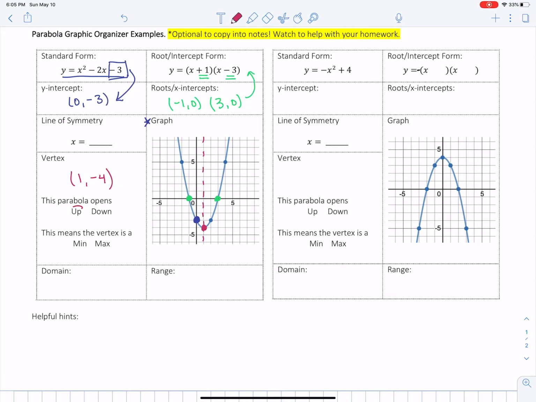And this parabola is opening up, meaning that the vertex is a minimum. Now, here's one of the cool things is that this number should be exactly the same. So that x value in my vertex is also x equals 1 for my line of symmetry.